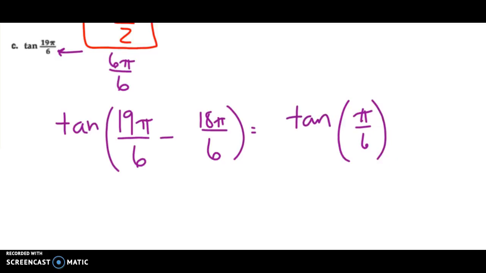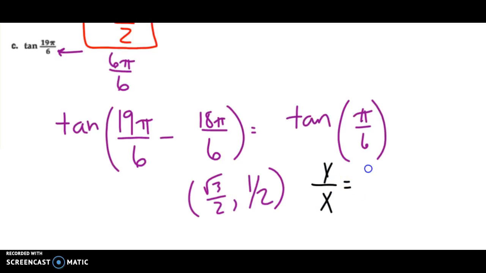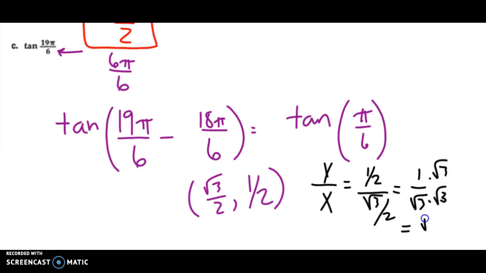Now I look at my point. Pi over 6 is the point square root of 3 over 2 and 1/2. You have to remember that for tangent of any value, I do y over x. So in our case, it would be 1/2 over square root of 3 over 2, which would be the same as 1 over the square root of 3. Notice you can't have square root of 3 on the bottom, so I multiply the top and bottom by the square root of 3. And my answer then is the square root of 3 over 3. And I'm done.